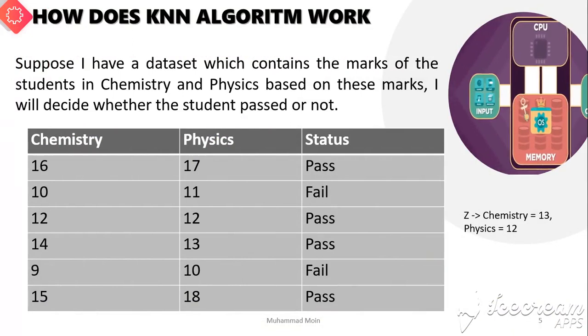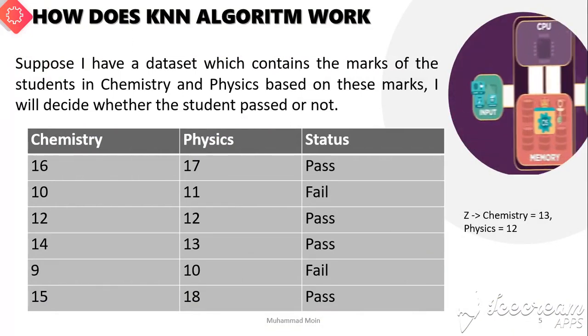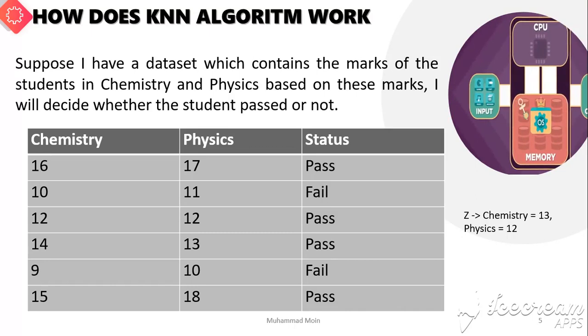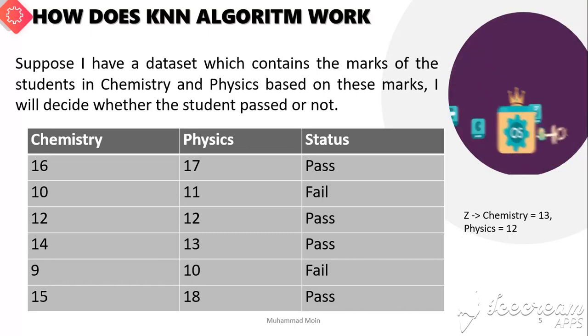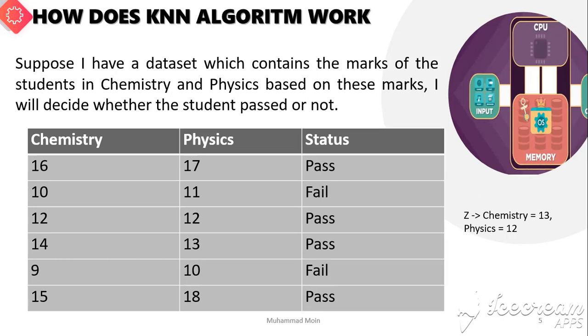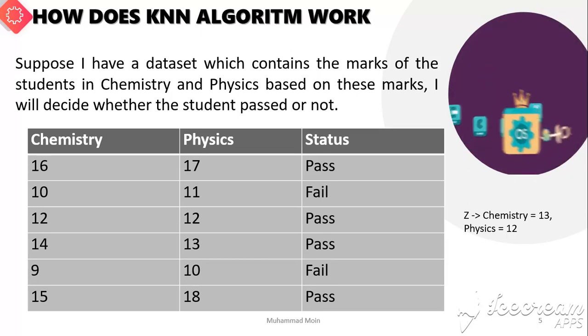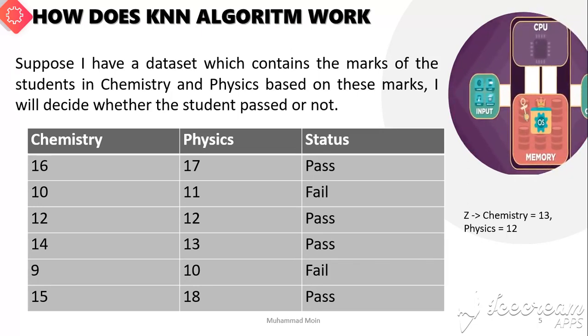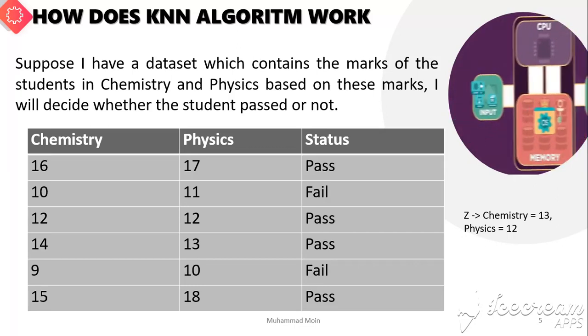So how does the KNN algorithm basically work? We will see over here. Here you can see we have a dataset of some students, and their marks in chemistry and physics have been given, and based on their marks the status is defined, either they have passed or they have failed. Around 6 different students' data is given and their respective statuses have been shown.